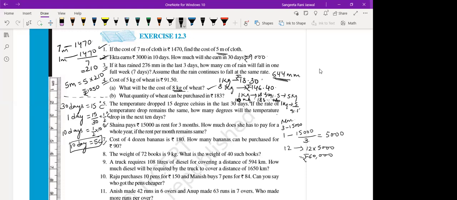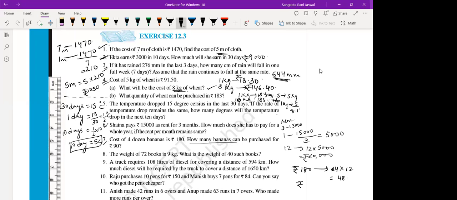Okay. So tell me your first statement. What should I write first? Cost of 4 dozen bananas is 180 rupees. So we have to find how many bananas we can purchase for 90 rupees. So that means in 180 rupees, we could purchase 4 into 12 bananas, because it's 4 dozen, no? So in 180 rupees, we could purchase 48 bananas.